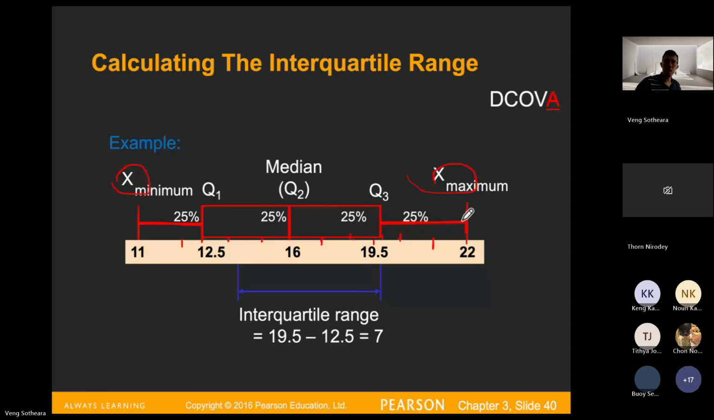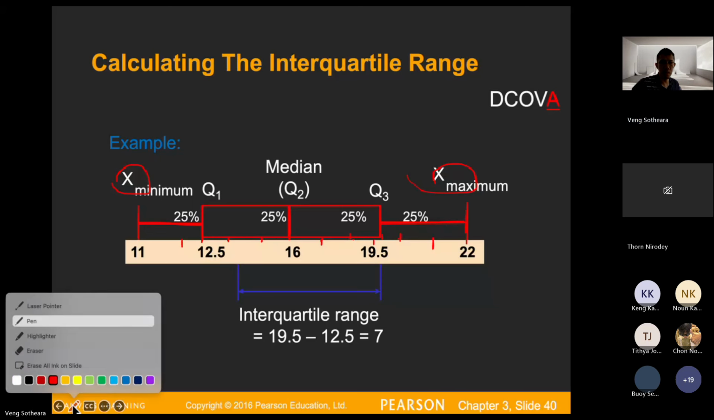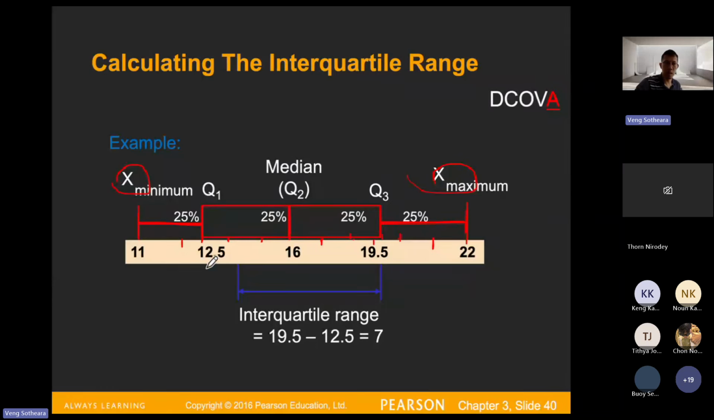And if you look at the range, I think I better change this. The distance from the start of the box to the right end is called the interquartile range. So you get 19.5 for Q3 subtracted by 12.5 for Q1, and then you get 7.